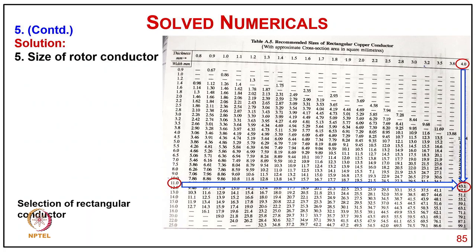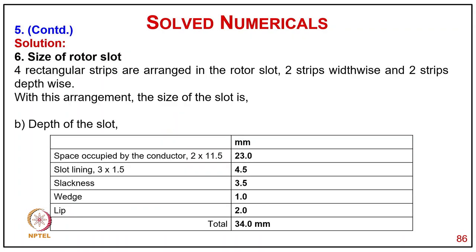And this is typically formed, thus for the size selection, 11 millimeter width with a thickness of typically 4.3 is considered. So that's the standard selection for the rotor bar. Now the 4 rectangular strips are arranged in the rotor slot, 2 strips width-wise and 2 strips depth-wise. With this arrangement, the size of the rotor slot is, depth of the slot: the space occupied by conductor 2 into 11.5, 23, slot lining 3 into 1.5, 4.5, slackness 3.5, wedge 1 millimeter, lip also 2 millimeter, so the total rotor slot depth comes to 34 millimeter.